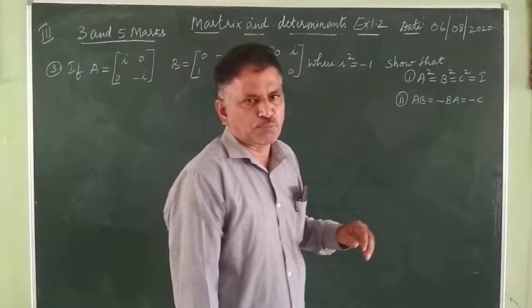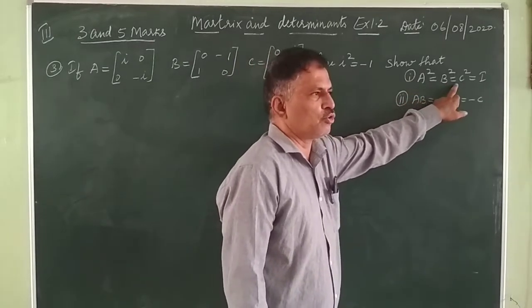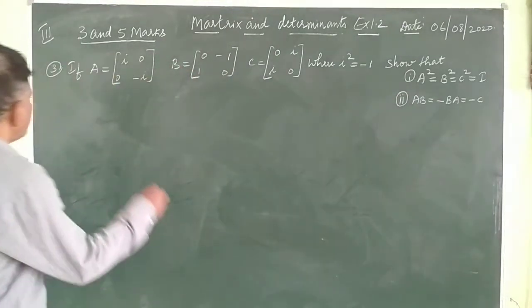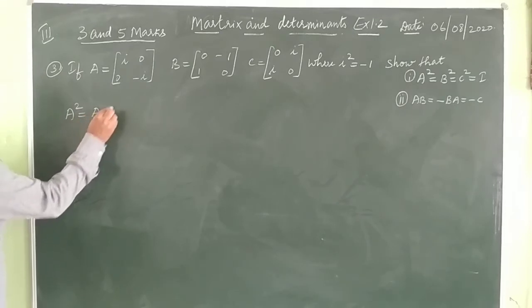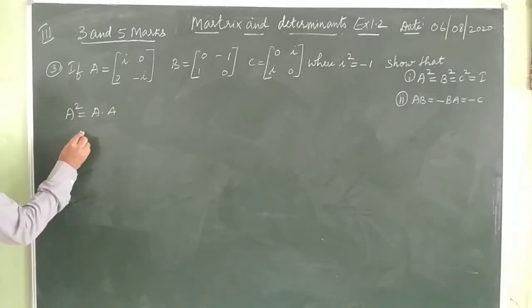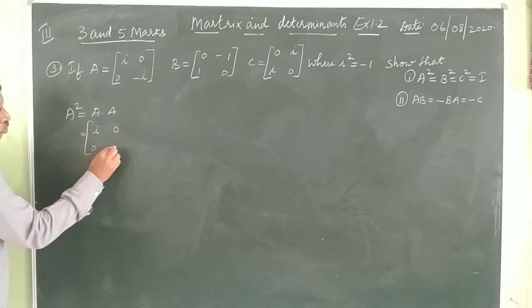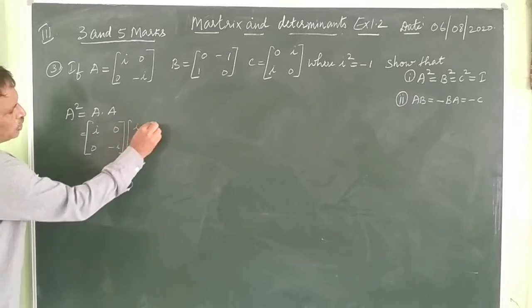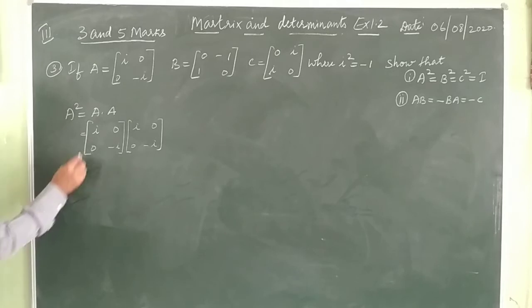First we will take the first problem, that is we have to show that A square is equal to B square is equal to C square. All this should be an identity matrix. First I will take A square. As we know, A square is equal to A into A. That is [i, 0; 0, minus i] into again [i, 0; 0, minus i]. Okay, we have to multiply accordingly.